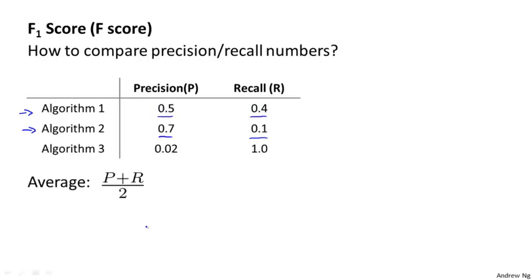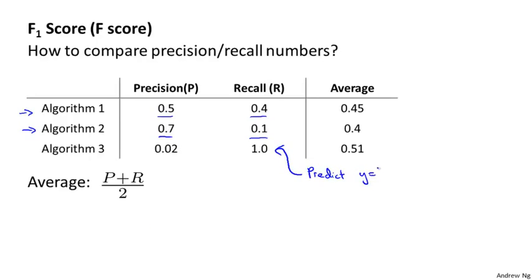One natural thing that you might try is to look at the average between precision and recall. So using P and R to denote precision and recall, one thing you could do is just compute the average and look at which classifier has the highest average value. But this turns out not to be such a good solution because, similar to the example we had earlier, if we have a classifier that predicts y equals 1 all the time, then you can get a very high recall, but you end up with a very low value of precision.